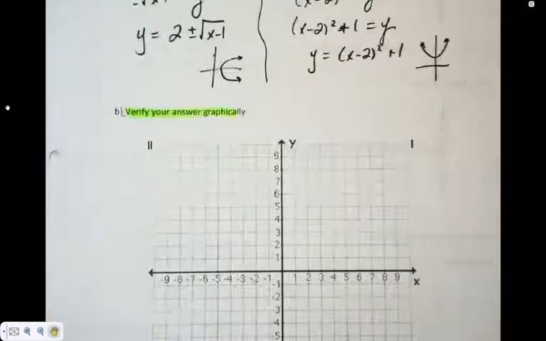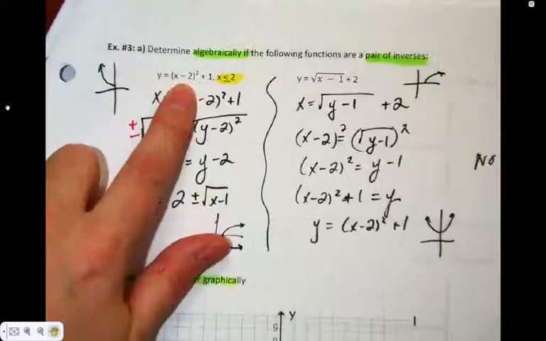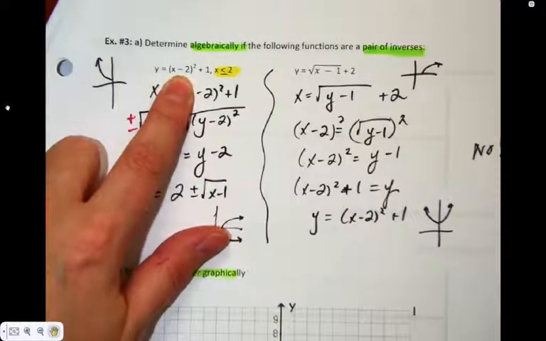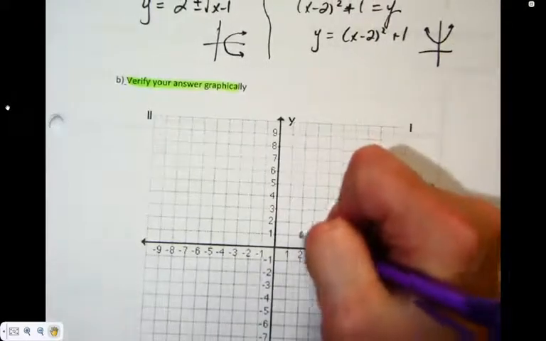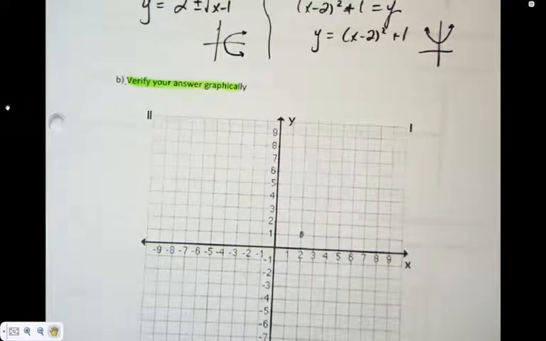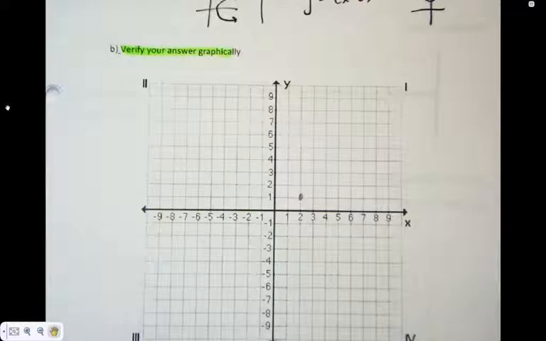Let's prove it graphically. We're just going to graph both of these. So we'll start with the parabola. Vertex: 2, 1, I heard somebody offer. Direction: up. Width.